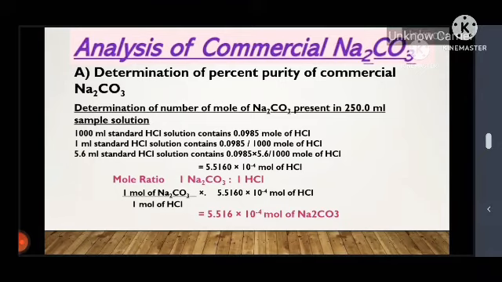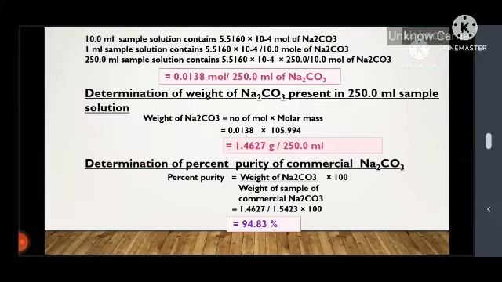For the analysis of commercial sodium carbonate, determination of percent purity of commercial sodium carbonate: determination of number of moles of sodium carbonate present in 250 ml sample solution. By applying the unitary method, we get 5.5160 exponent minus 4 mole of HCl. Applying the mole ratio method, 1 sodium carbonate equals 1 mole of HCl. We get the mole of sodium carbonate, that is 5.516 exponent minus 4. Now we apply back calculation of the unitary method. We get the mole of sodium carbonate in 250 ml sample solution, that is 0.0138 moles.